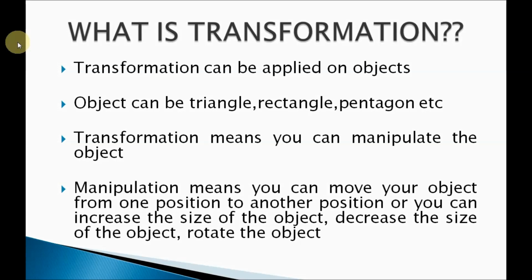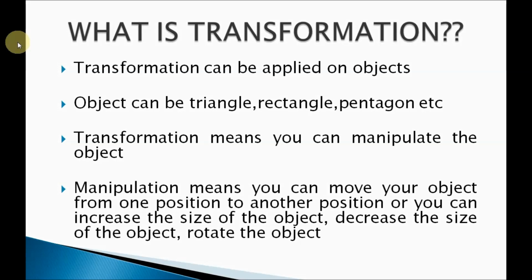Transformation is nothing but a manipulation that can be applied on objects, right? My object can be a triangle, rectangle, pentagon, etc. Whatever object you take, you can apply the transformation to it. Transformation means you can manipulate the object, right? Manipulation means you can move your object from one position to another, or you can increase or decrease the size of your object, or you can rotate the object in clockwise or anti-clockwise direction, right? So this is the transformation.